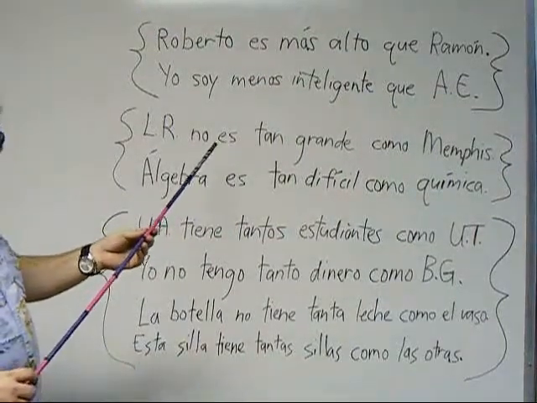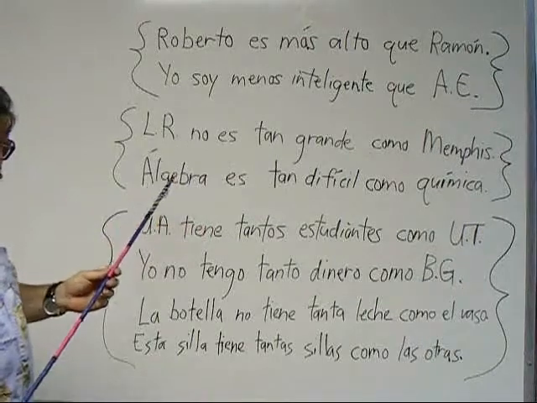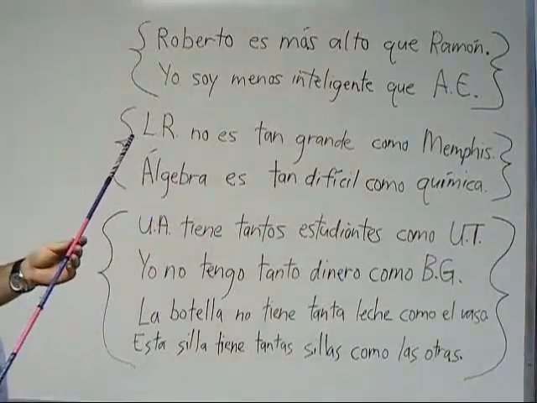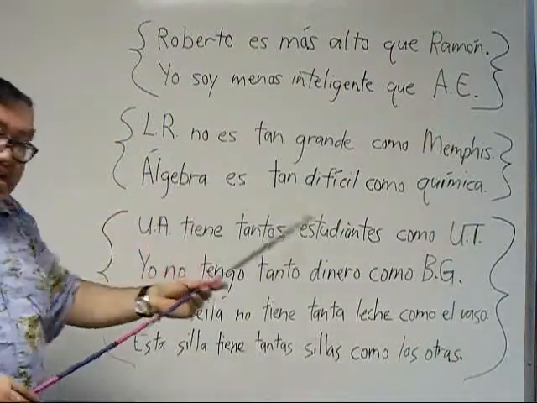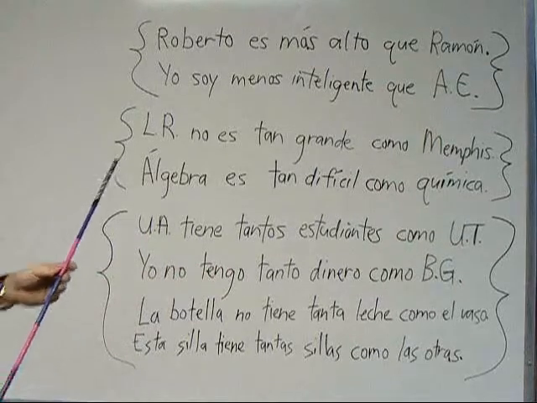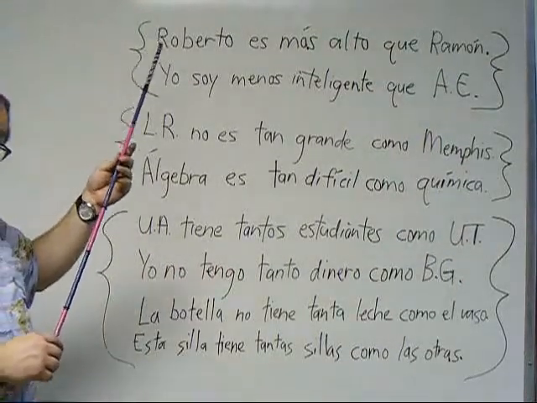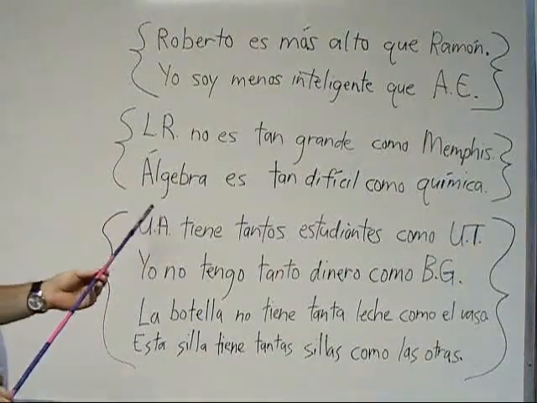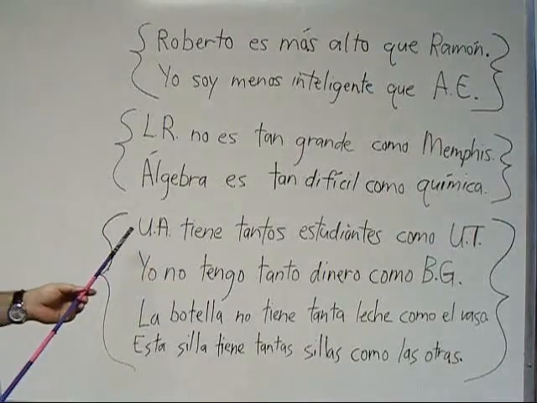And it's literally something like this. Little Rock is not so big like Memphis. Algebra is so hard like chemistry. That's what it's literally saying. But to compare it with the English, it would be as big as or as hard as. So that's the second level of comparison. We had bigger, better, more small, and then as blank as. Now, we have as many or as much as in this last set of comparisons.